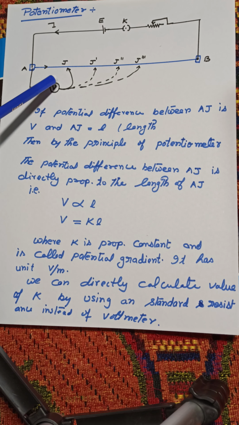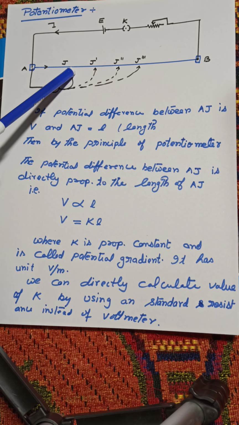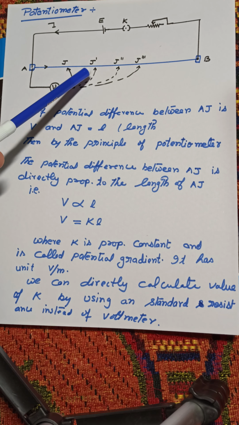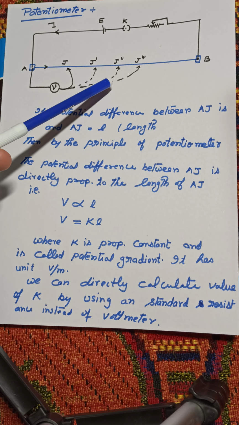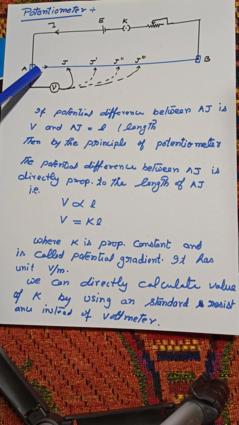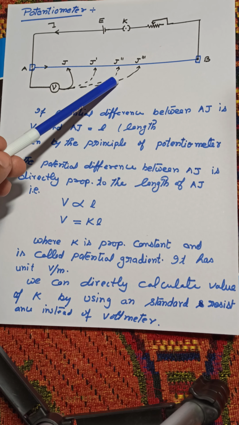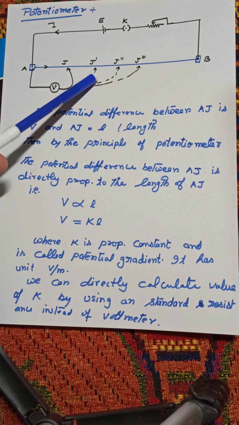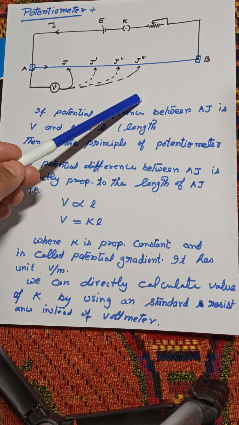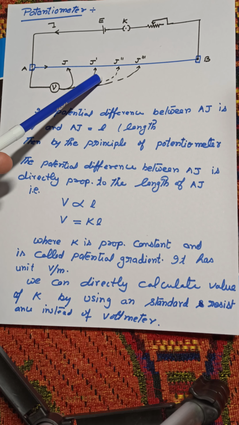That is, when we put the jockey at A or at J, there is some deflection. When we put the jockey at J dash, deflection increases. Again at J double dash, more deflection. At J triple dash, more and more deflection. But you can see also that I am going away from A. That is, with increasing voltage, the length of the wire is also increasing. Their distance from A is also increasing.